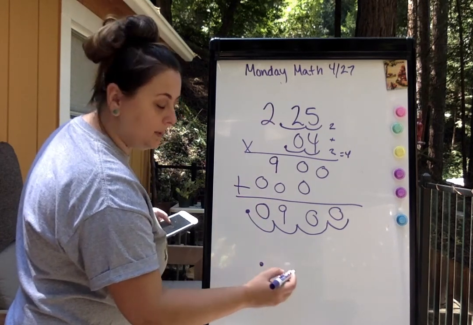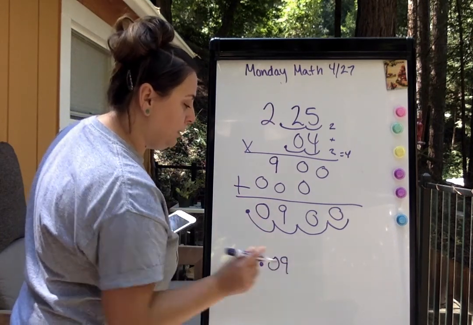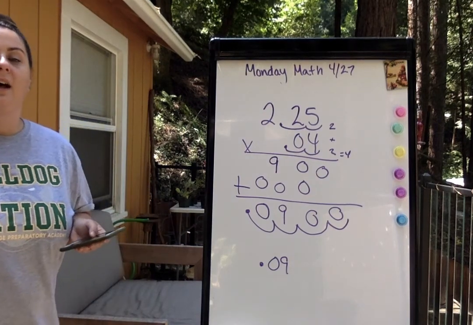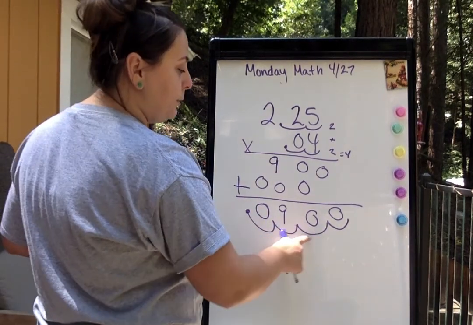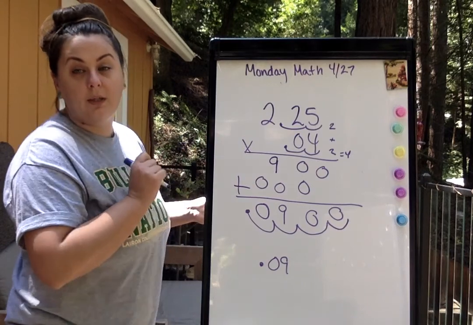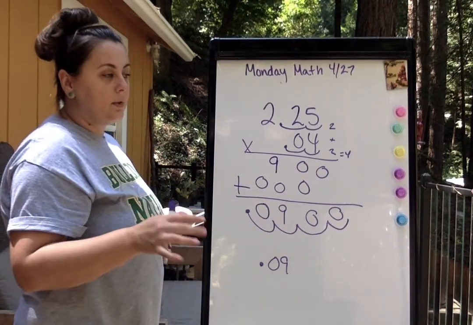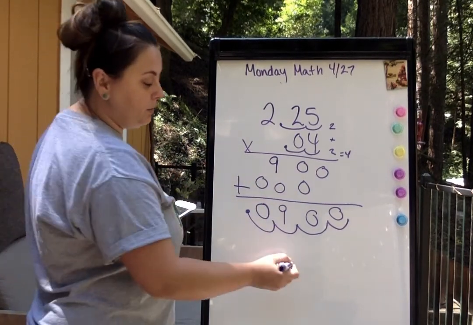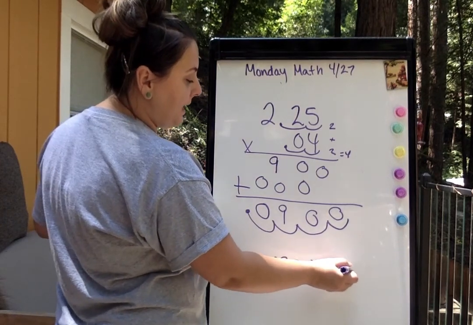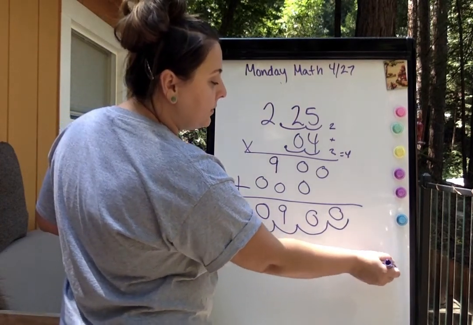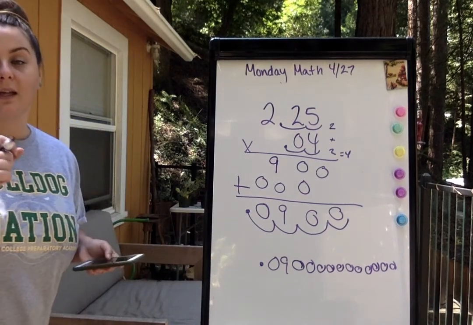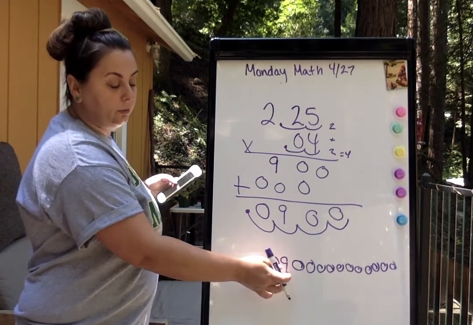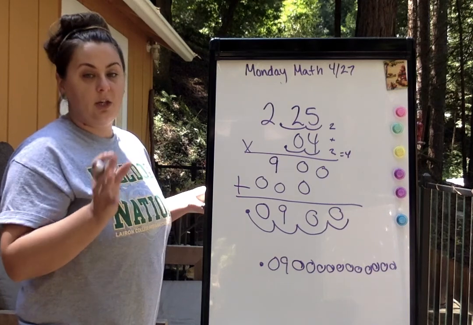Total answer would be 9 hundredths. You do not need those zeros on the end here. In fact, I think if you put it into the Google form with these zeros, it will mark it wrong, because you know that in decimals you can add as many zeros as you want and it's not going to change the place value of your 9. It's not going to change the value at all.